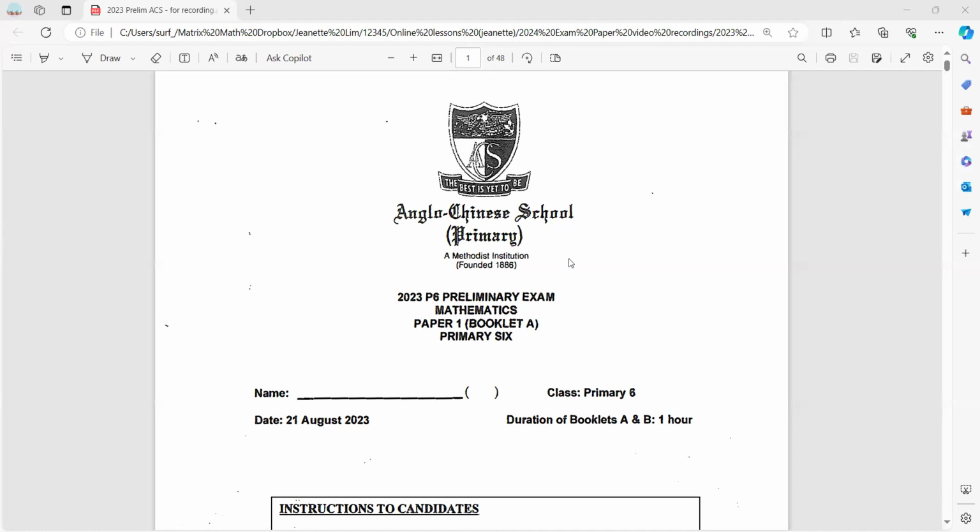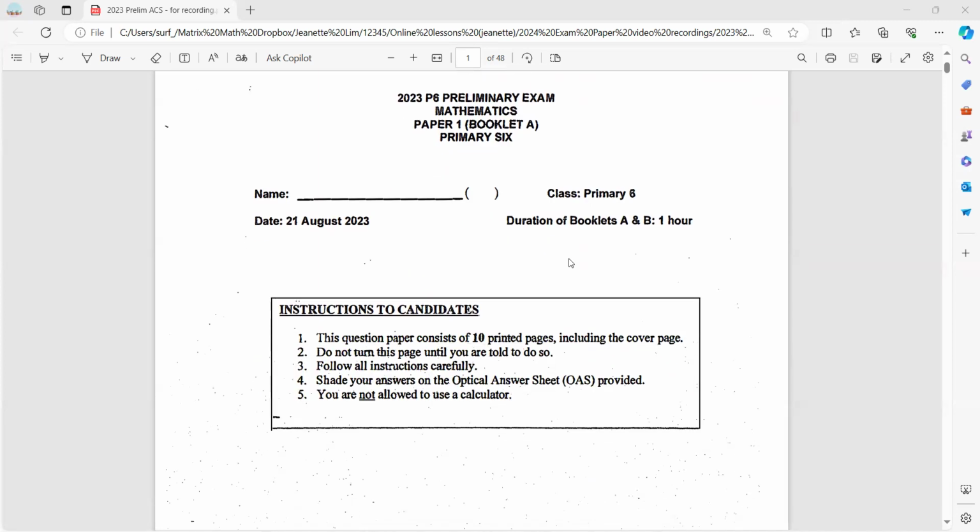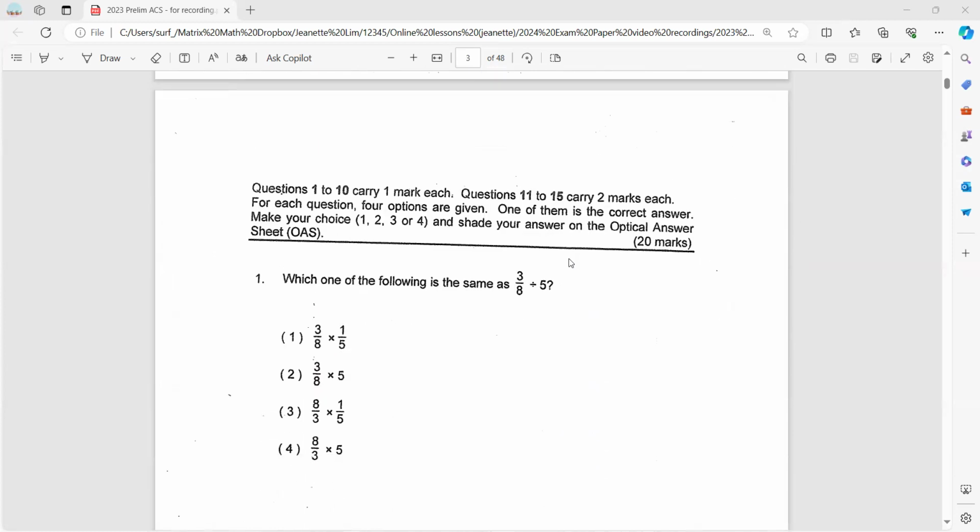2023 P6 Prelim paper. This is for ACS primary. Paper 1. So for paper 1, no calculators are allowed. Let's look at question 1.